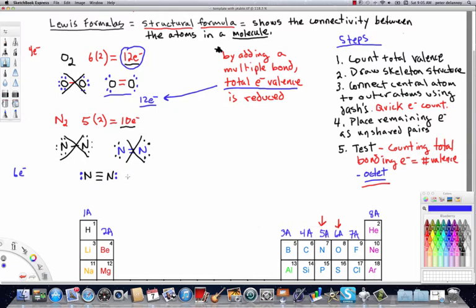So now I do my count. All right, I've got 2, 4, 6, 8, 10 electrons. So I've hit that magic number, so I know this is a good structure. Is it the best one? Do part B, which is make sure I've got my octet. So I've got 2, 4, 6, 8, and then I've got 2, 4, 6, 8. So this is my best structure.